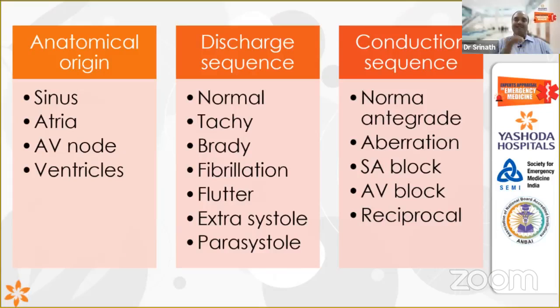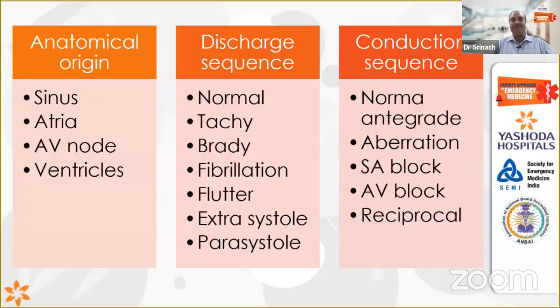If there is an SA node block, then again the heart rate is prolonged. That is how you can see bradycardia. Then an AV block can happen, or there can also be reciprocal changes, which the conduction system can be looked into and the sequence can be noted. So this is what you have to keep in mind: anatomical, discharge, and the conduction. These are the three important things you have to keep in mind and look for.